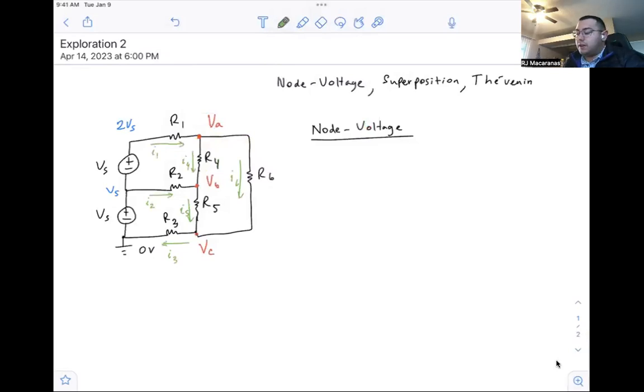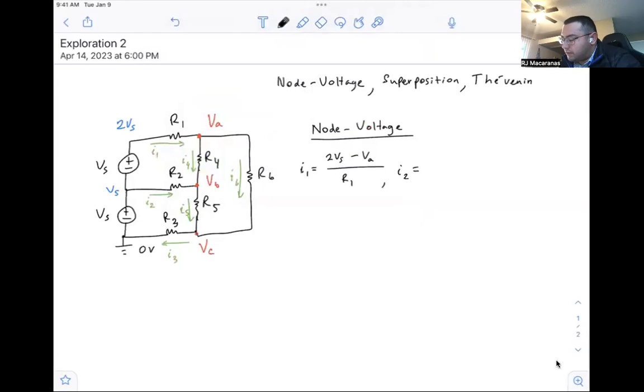What we're going to end up doing is writing KCL equations for each of our unknown nodes. So first, let's go ahead and write out all of these currents. I1 is going to be this: we start at 2Vs and go down to VA. So the voltage across R1 is 2Vs minus VA, and we're going through R1.